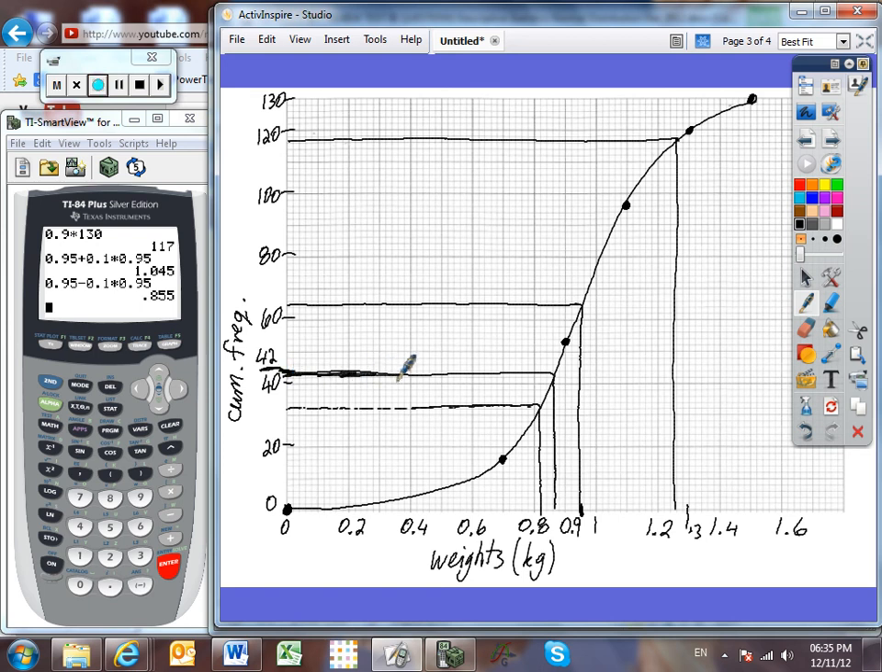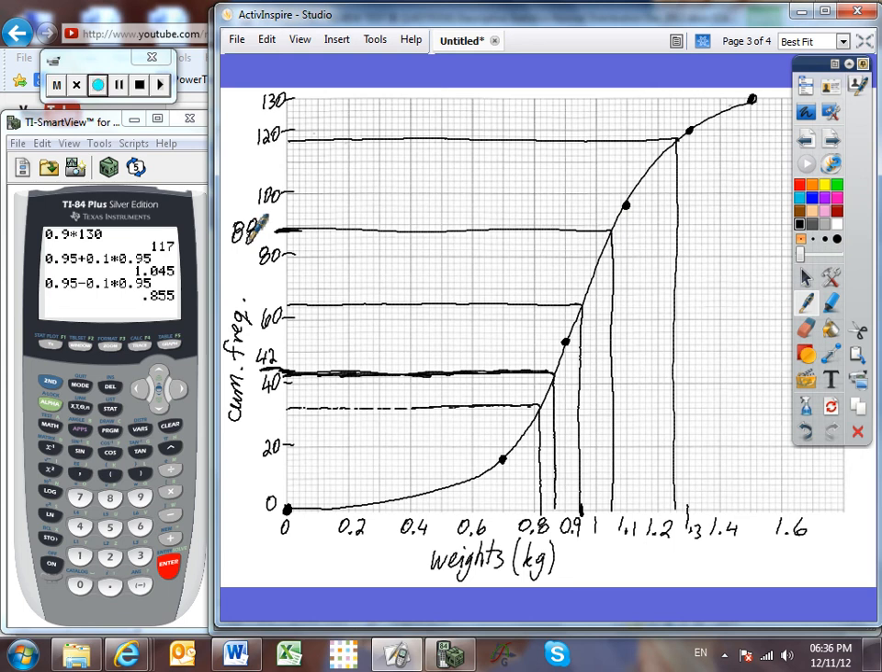So hopefully with a ruler and a bit more care, I could be more accurate within IB's threshold margin of error that they provide, and 1.045, which is almost exactly in between 1 and 1.1, will be the other one. If I trace that one across, I look to be at approximately 88.